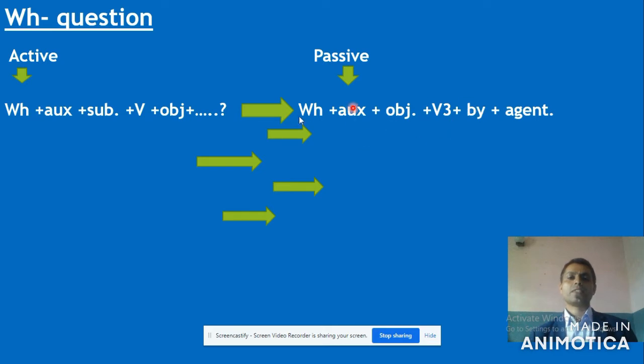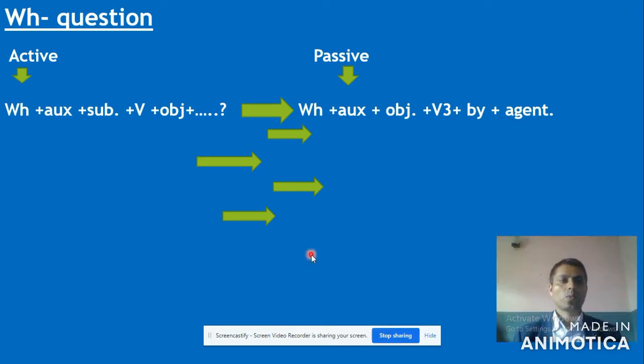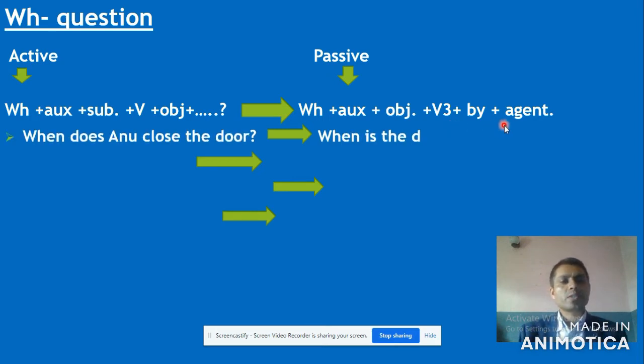So please, first try to remember and understand the given structure under active and passive voice. Look at the example sentences given here on the screen. WH plus auxiliary plus subject plus verb plus object, plus something else maybe, then a question mark must be given. And the structure for that: WH plus auxiliary plus object plus verb plus by plus agent. Now look at the example. When does Anu close the door? When is the door closed by Anu?